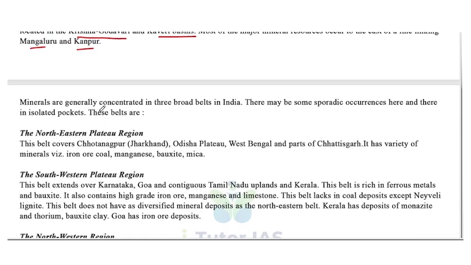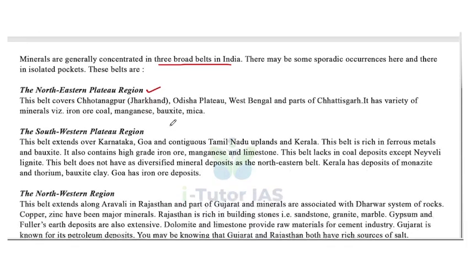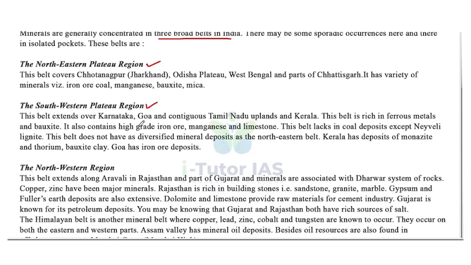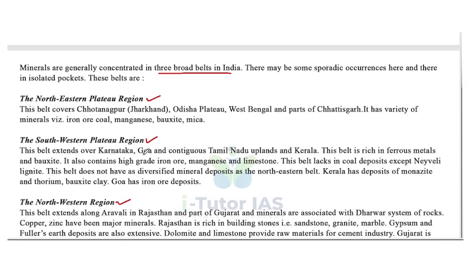Minerals are generally concentrated in three broad belts in India. There may be some sporadic occurrence here and there in isolated pockets. Now these belts are: first one, the northeastern plateau region; second one, the southwestern plateau region; and third one, the northwestern region. So these are the three broad belts in India where minerals are generally concentrated.